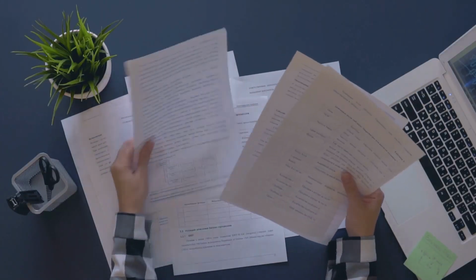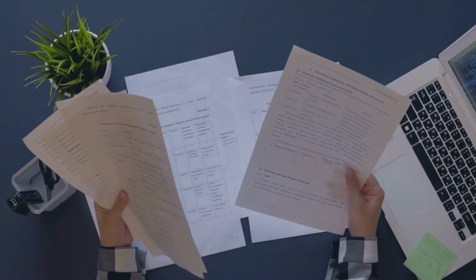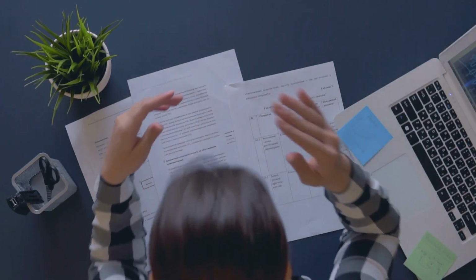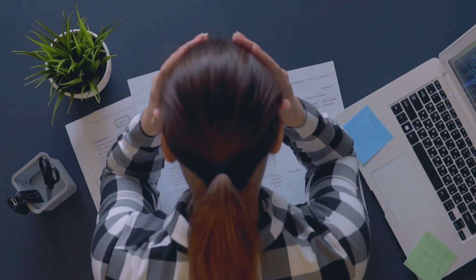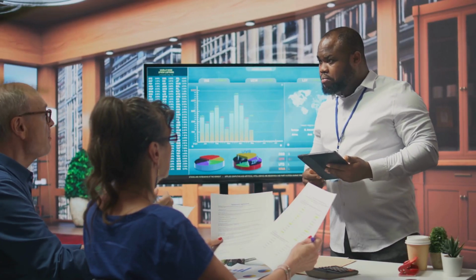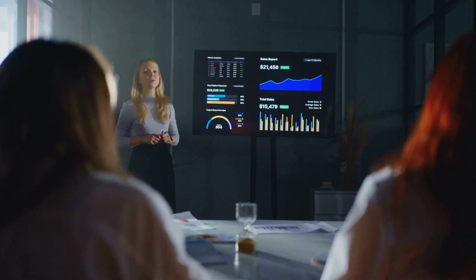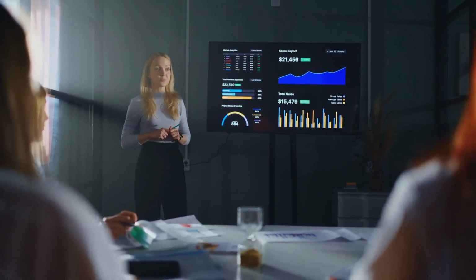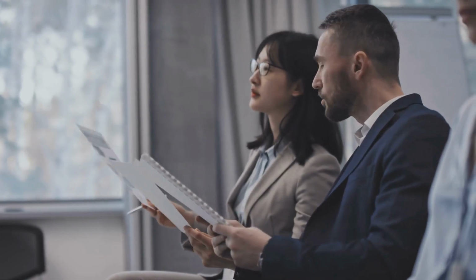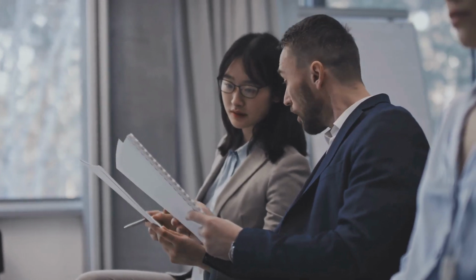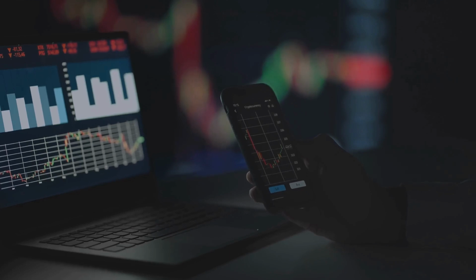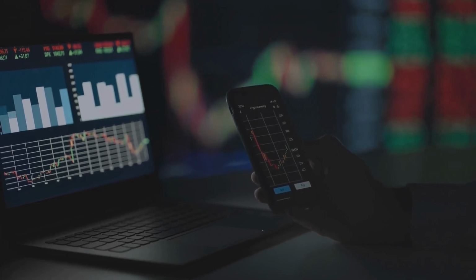IFRS 9 replaced an older standard called IAS 39 and became effective in 2018. This transition marked a significant change in financial reporting. The goal of IFRS 9 is to make financial reporting better by providing information that is more relevant and timelier. This helps in making financial statements more useful for decision-making. This helps investors and creditors make better decisions. By having access to more accurate and timely information, they can assess the financial health of a company more effectively.